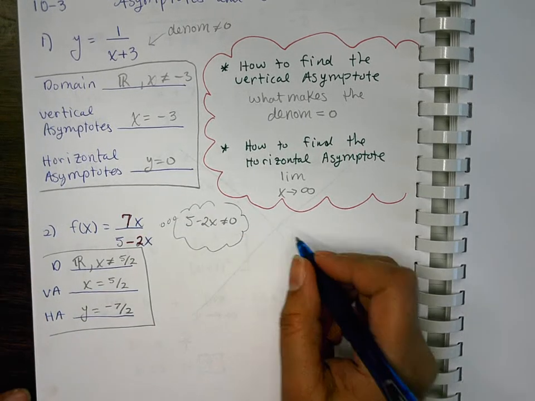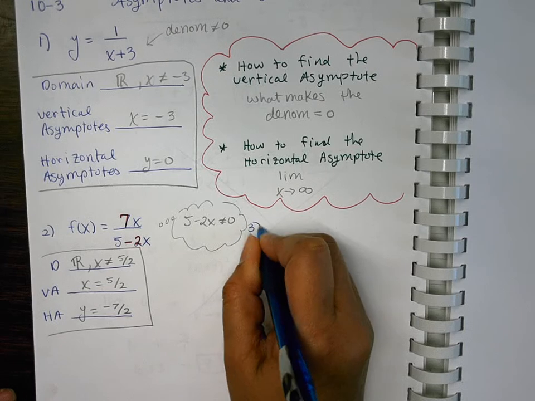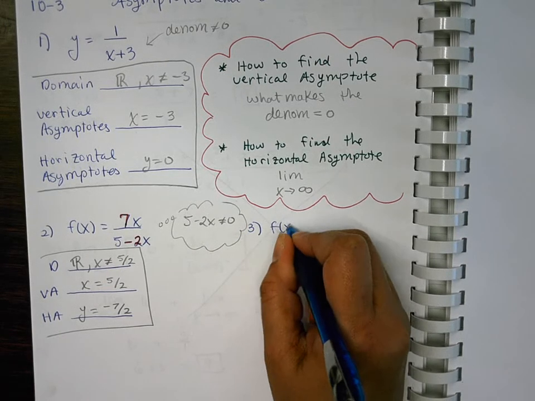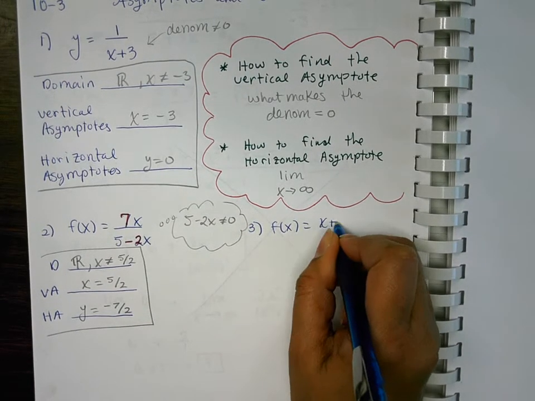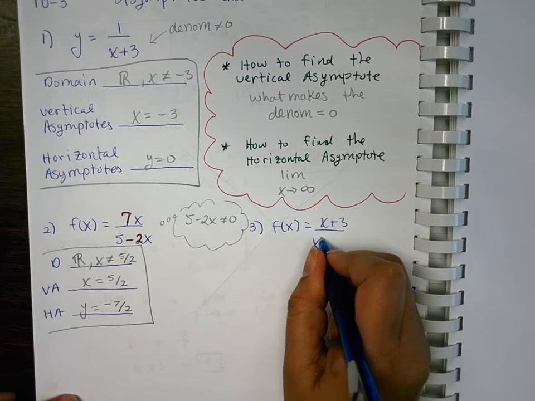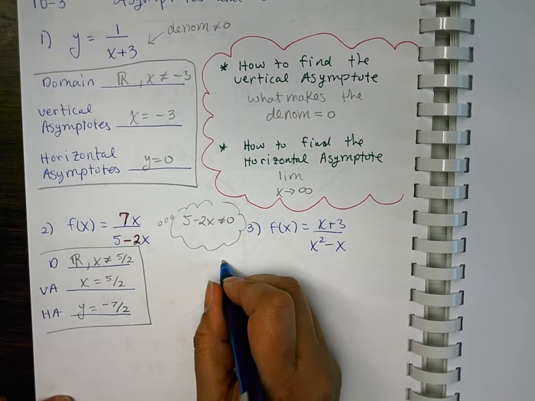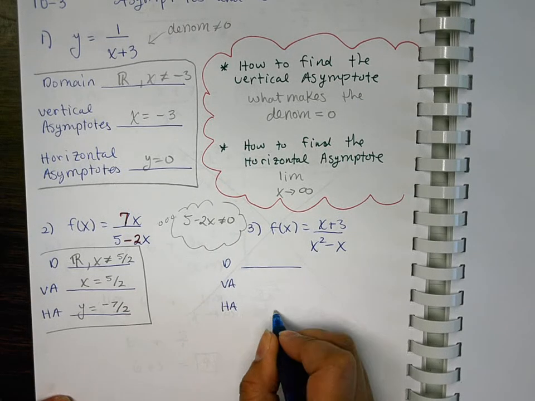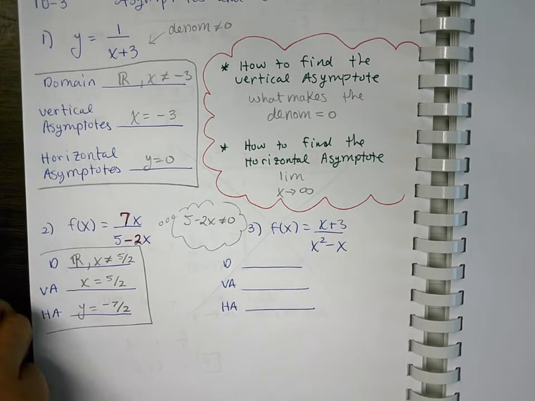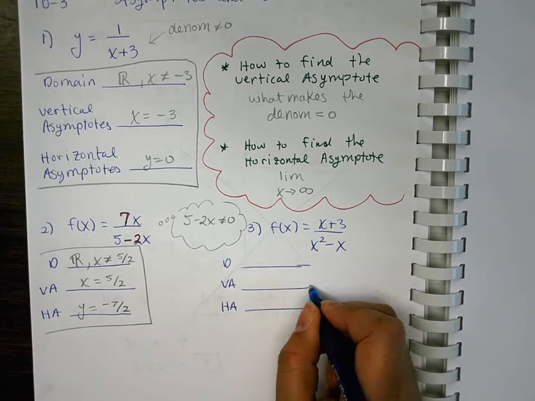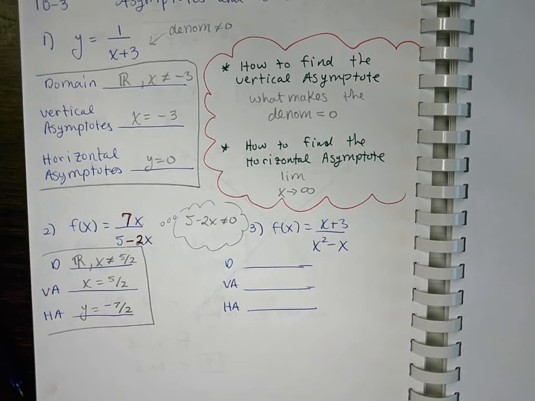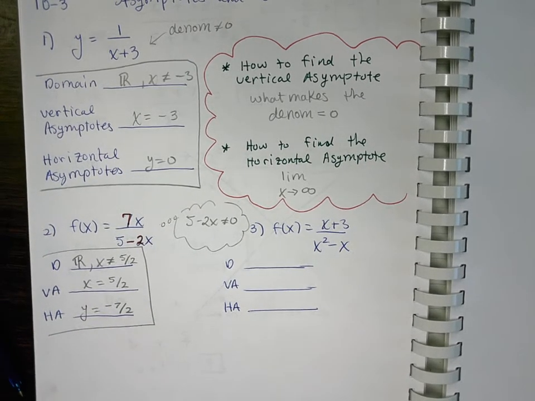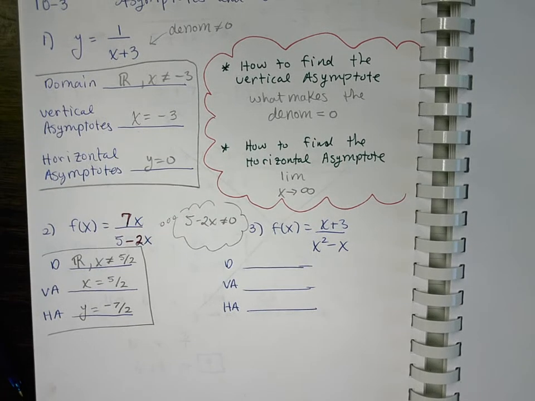Okay, number 3. F of x equals x plus 3 over x squared minus x. I'm going to have you write D, VA, and HA, and I'm going to let you try this one on your own. I will tell you this one is a little different because there's more pieces to the domain as well as the vertical. It is possible to have more than one vertical asymptote. Not horizontal, but it is possible to have more than one vertical.